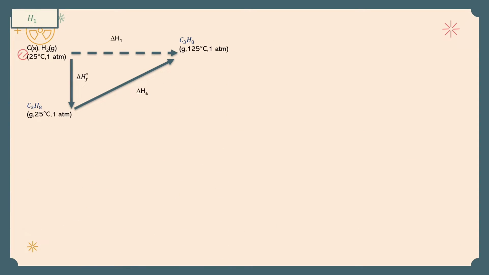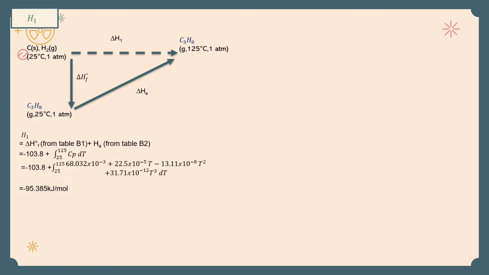So to calculate H1, firstly we have to draw a hypothetical path, and we have to determine the heat of formation to achieve the C3H8 at gas phase, 35 Celsius and 1 atm, followed by the ΔH_A, which is the enthalpy change due to the difference of temperature. So this is the step to calculate H1.